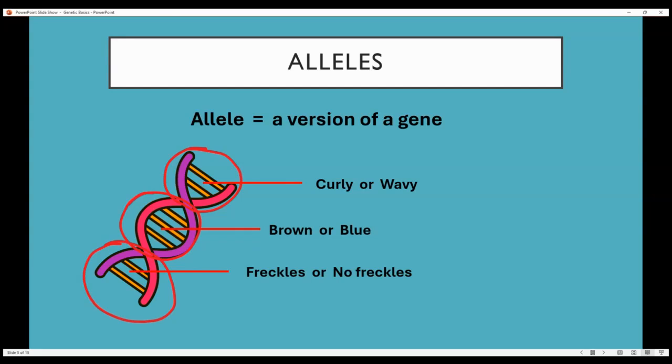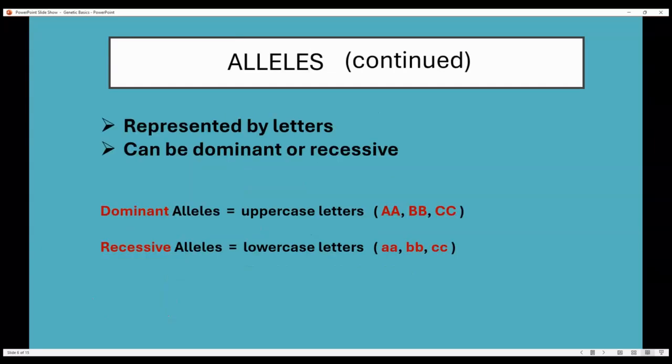An allele is just a version of that gene. So for hair type, is it curly or wavy hair? Eye type, is it brown eyes or blue eyes? Freckles, does the person have freckles or do they not have freckles? Alleles are represented by two letters. They can either be dominant or recessive. A dominant allele is represented by two uppercase letters, while recessive alleles are represented by lowercase letters.